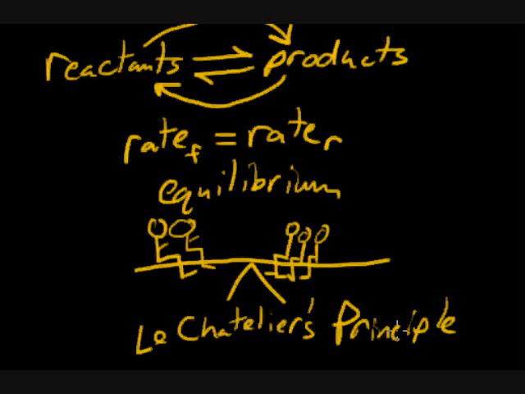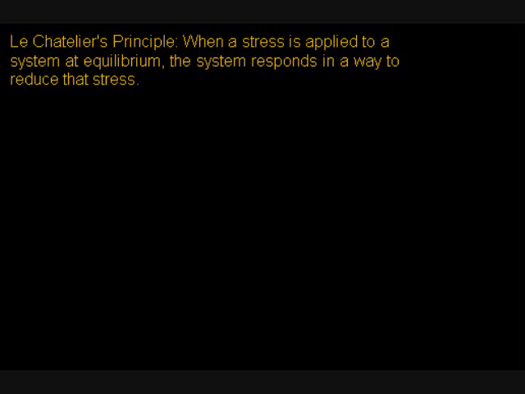So let's define Le Chatelier's principle. When a stress is applied to a system at equilibrium, the system responds in a way to reduce that stress. So let's think about different stresses you could apply to a chemical system. One stress you could apply is temperature. You can either warm a reaction up or cool a reaction down, and either of those is going to stress a system. It's going to be an applied stress. You're speeding the molecules up or you're slowing the molecules down, and that's going to stress the system.